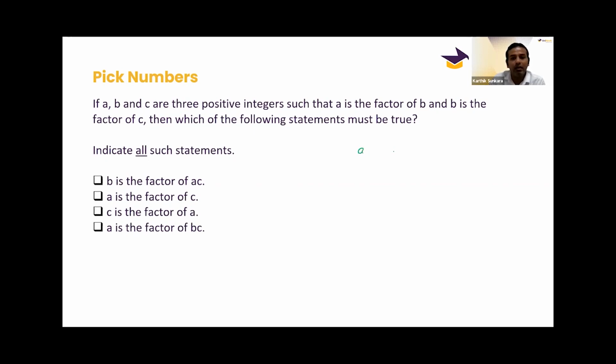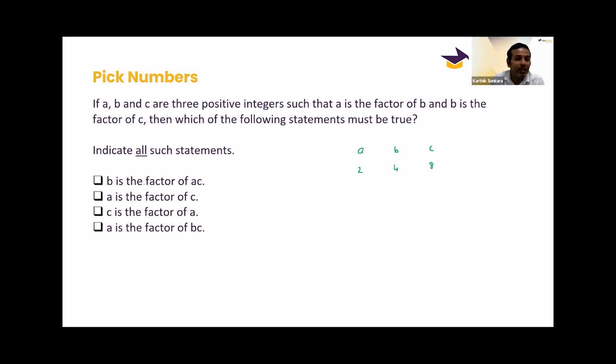He said A is a factor of B. Let's say A is 2, then B has to be maybe 4 or 6. Let's make it simple. Let's say B is 4. 2 is a factor of 4. And he said B is a factor of C. That means 4 is a factor of some number, let's say 8. So 4 is a factor of 8. Now, what are we going to do? We are going to substitute these values in the options. Okay. Now let's see.